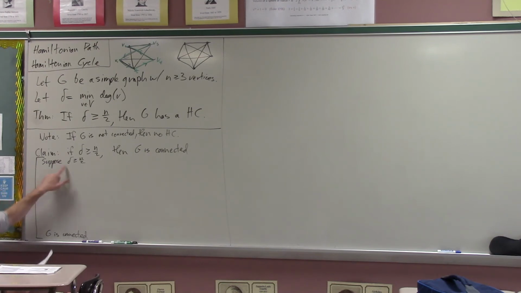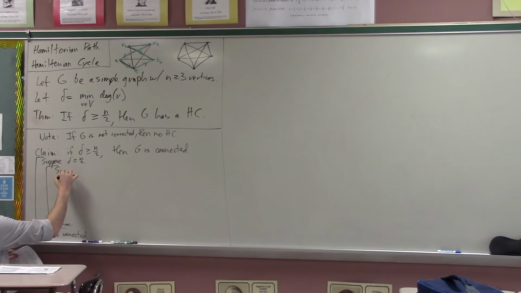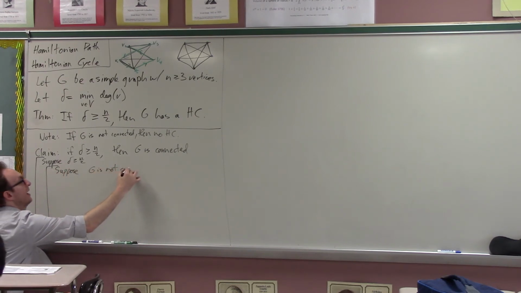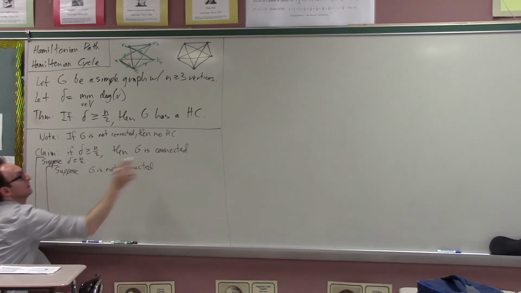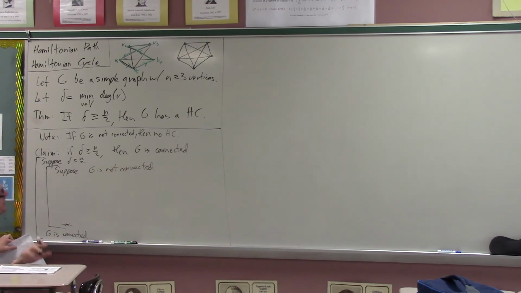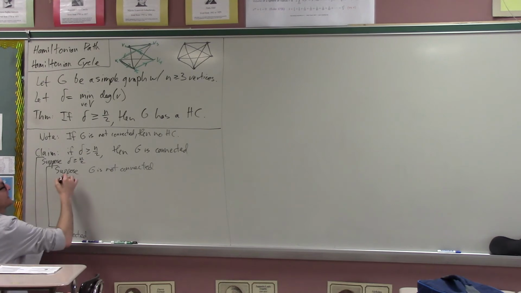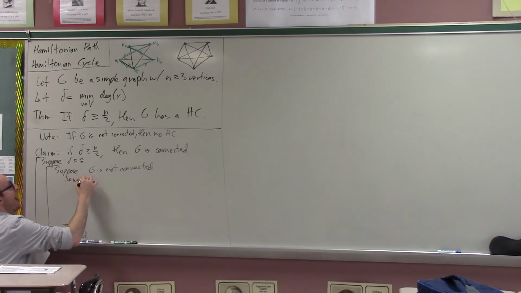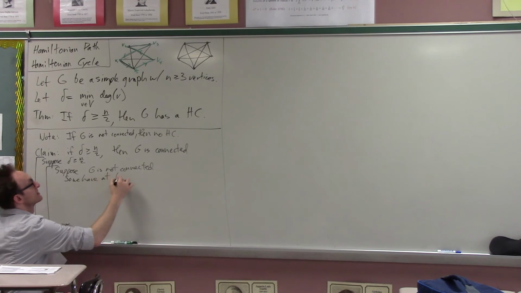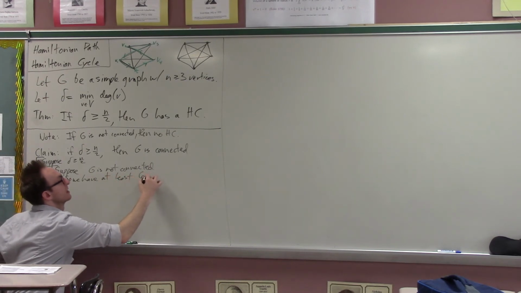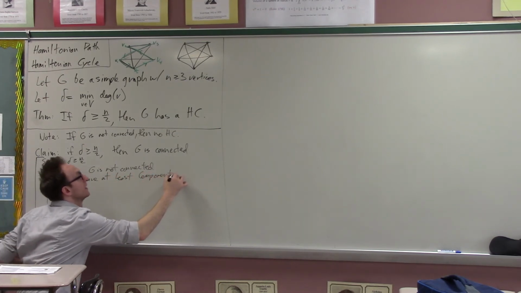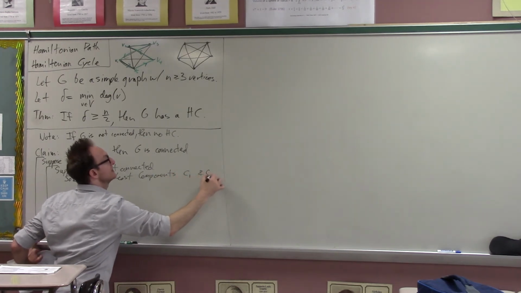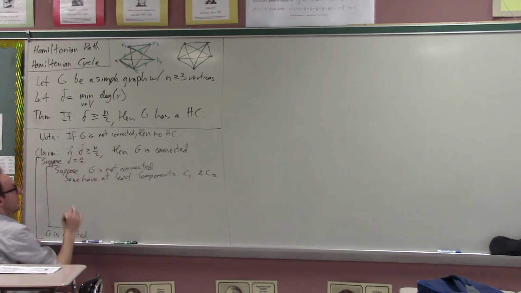We're supposing that delta is greater than or equal to n over 2. We're trying to show that G is connected. Jamie says suppose it's not, and then we're going to get a contradiction. So suppose G is not connected. Split it into two components, or two or more maybe, right? So if G is not connected, then we have at least components C1 and C2, and possibly more even.